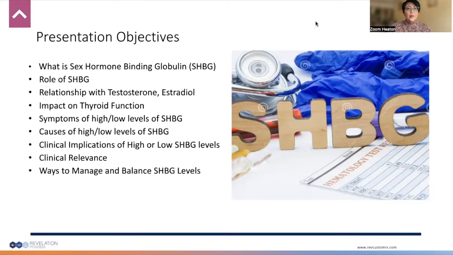So today we're going to be defining what sex hormone binding globulin is. We're going to go through a brief overview of its role in binding hormones and affecting hormone bioavailability. We're going to discuss its relationship with testosterone and estradiol, its impact on thyroid function, the symptoms of high and low levels, as well as causes of high and low levels. We're going to discuss the clinical implications of high or low SHBG levels, its clinical relevance, and look at some ways to manage and balance SHBG levels.